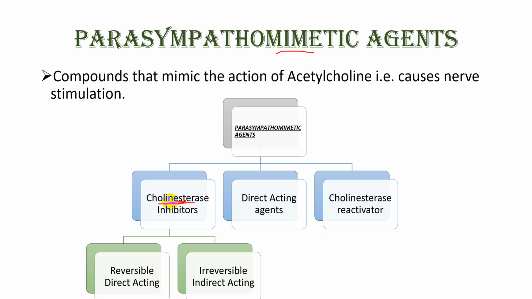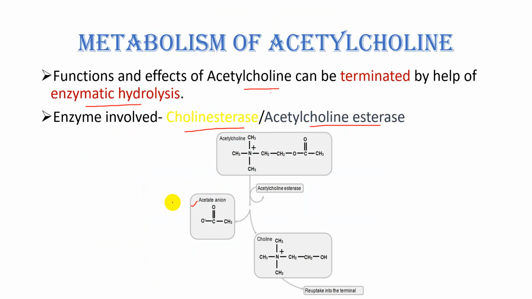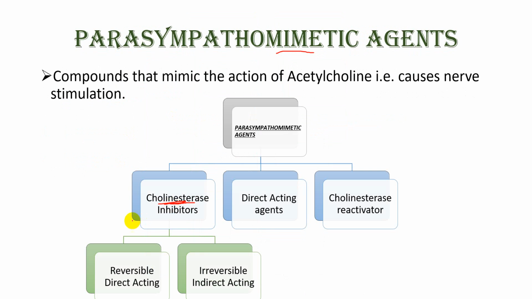Cholinesterase, I hope you remember, is the enzyme that was terminating the effect of acetylcholine. It was metabolizing it into acetyl and choline, as you just saw. So cholinesterase inhibitors will stop the metabolism of acetylcholine. If acetylcholine is not metabolized, it is more available in the body. Second is direct acting agents, and the third is cholinesterase reactivator.